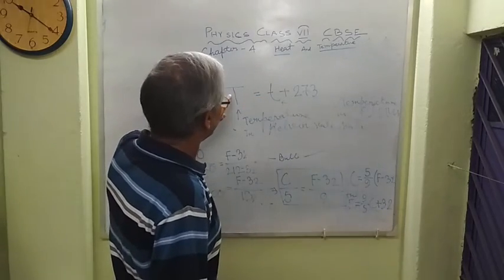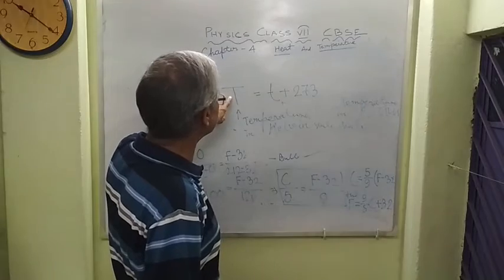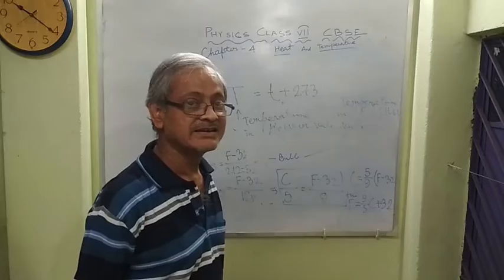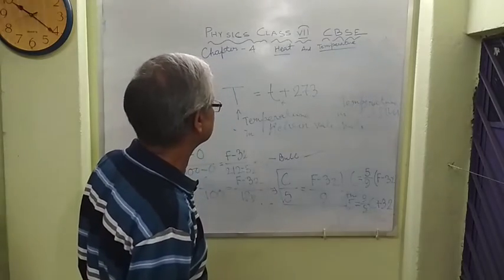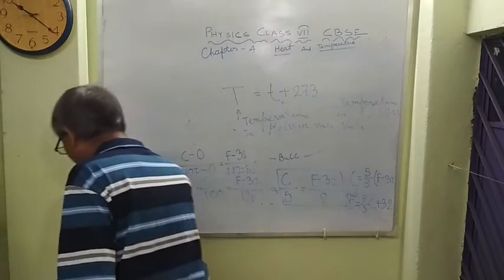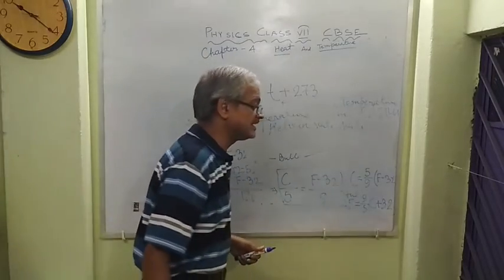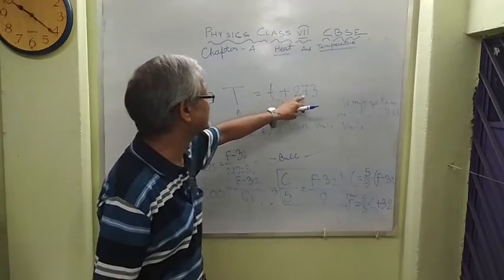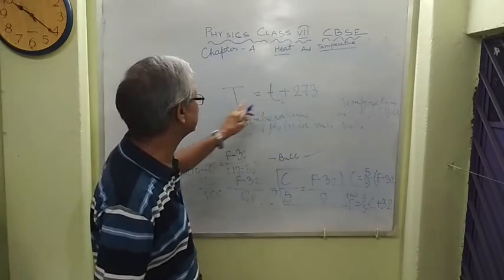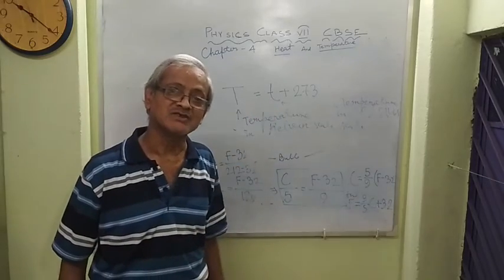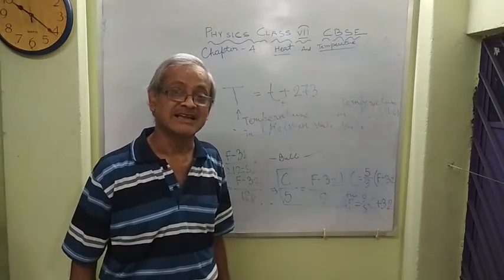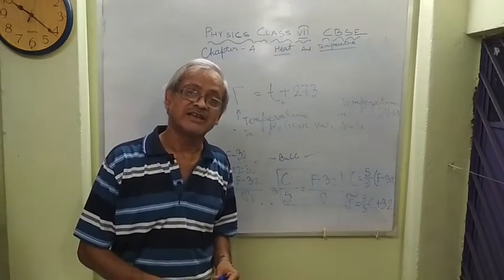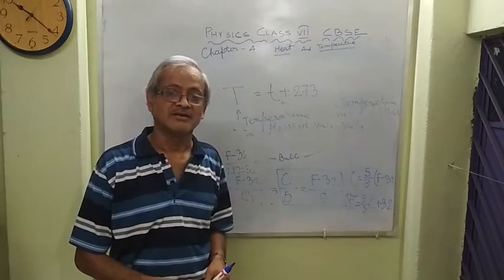Similarly, what is 0 Kelvin? 0 degree Kelvin equal to minus 273 degree Celsius. T plus 273 equal to 0, small t equal to minus 273. This temperature, that is minus 273 degree Celsius, is called 0 Kelvin.